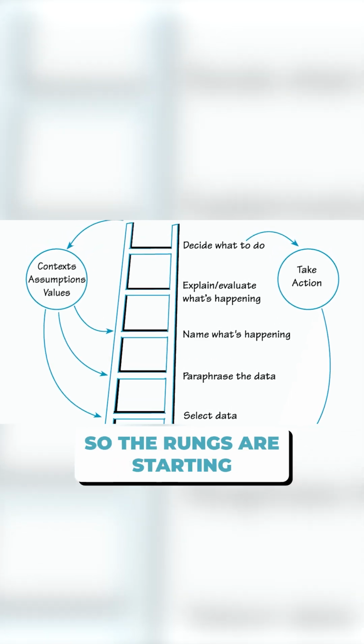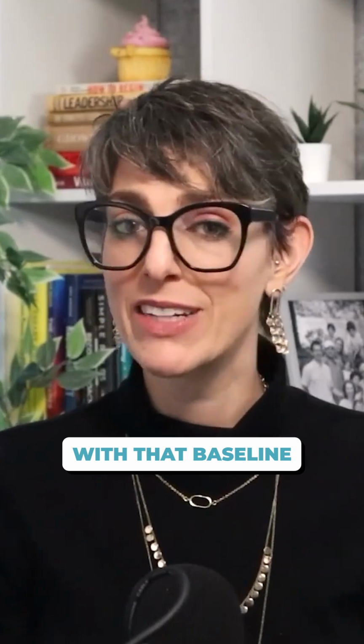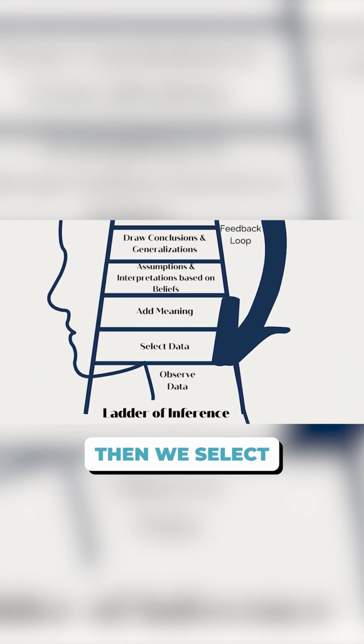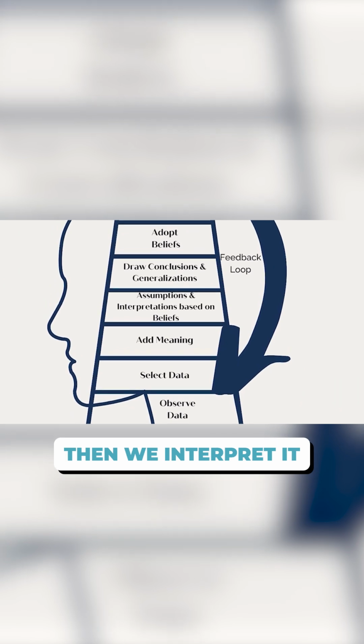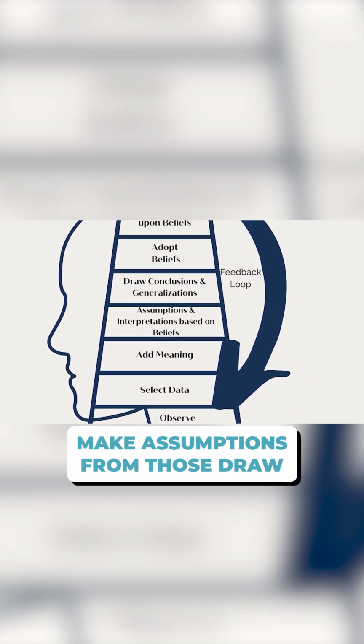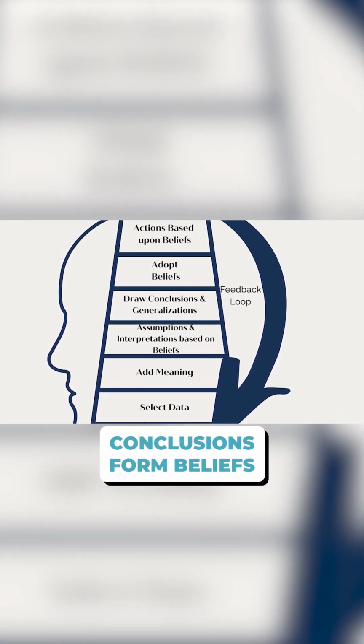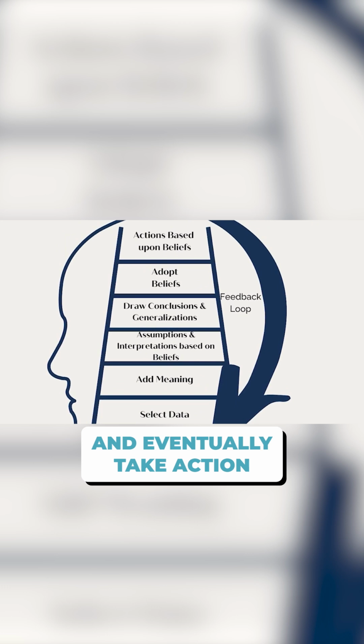So the rungs are starting with that baseline of observable facts and data. Then we select certain data that we're interested in. Then we interpret it, make assumptions from those, draw conclusions, form beliefs, and eventually take action.